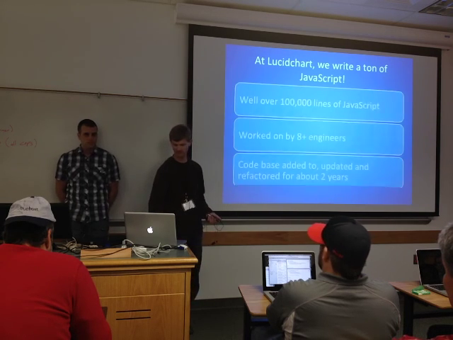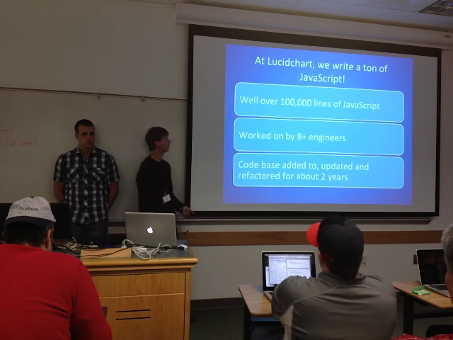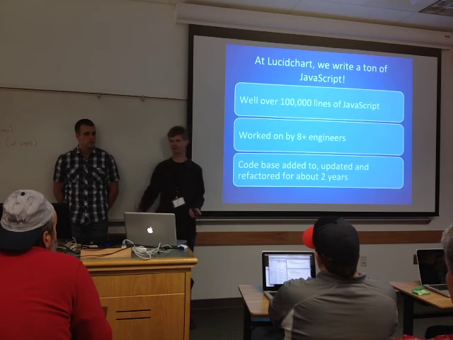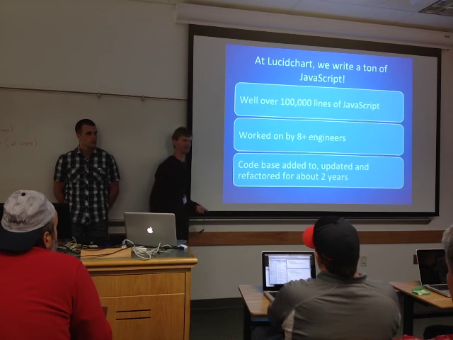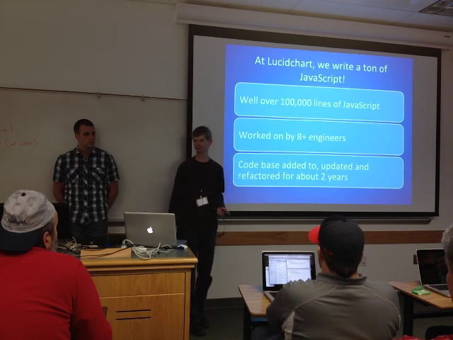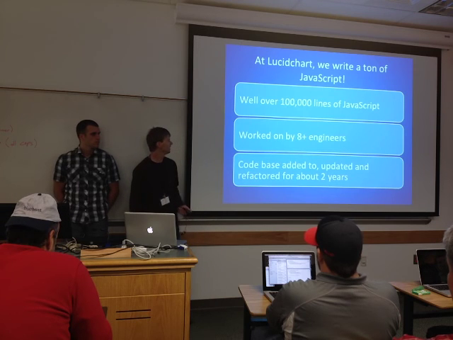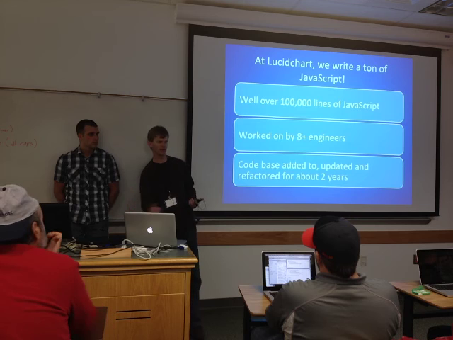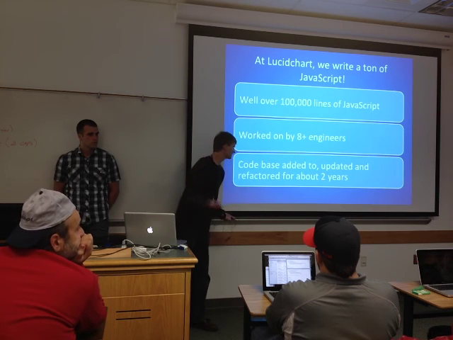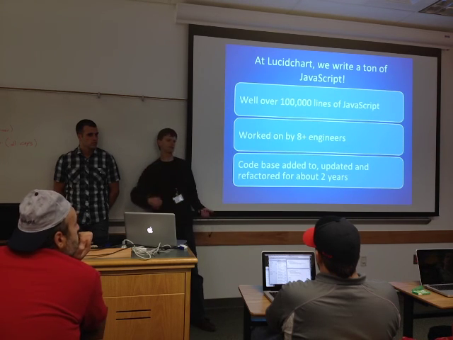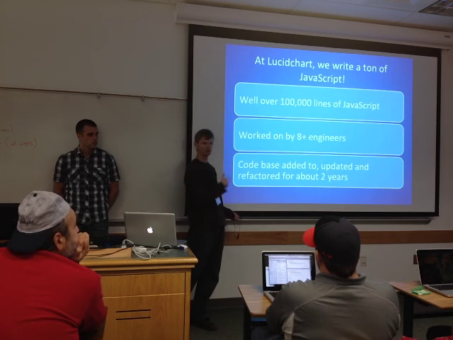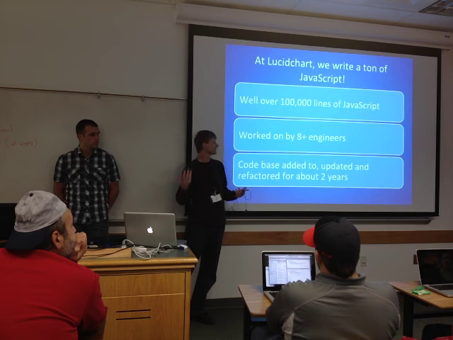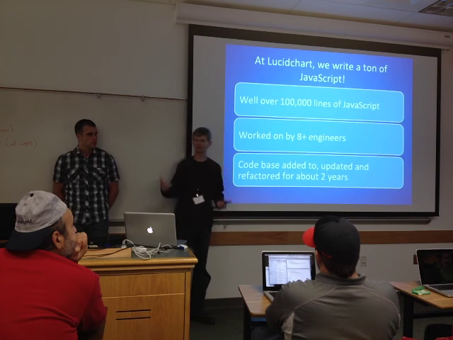And when I say we write a ton of JavaScript, just to give you some idea, we have well over 100,000 lines of JavaScript now. Quite a bit over 100, closing in on 200,000. It's just shy of 200,000 lines of JavaScript in our application. It's worked on by over 8 engineers constantly. It's a code base that's been refactored, with features added, for about 2 years now, so it's not a static code base either. This is kind of what I would call a large web application.